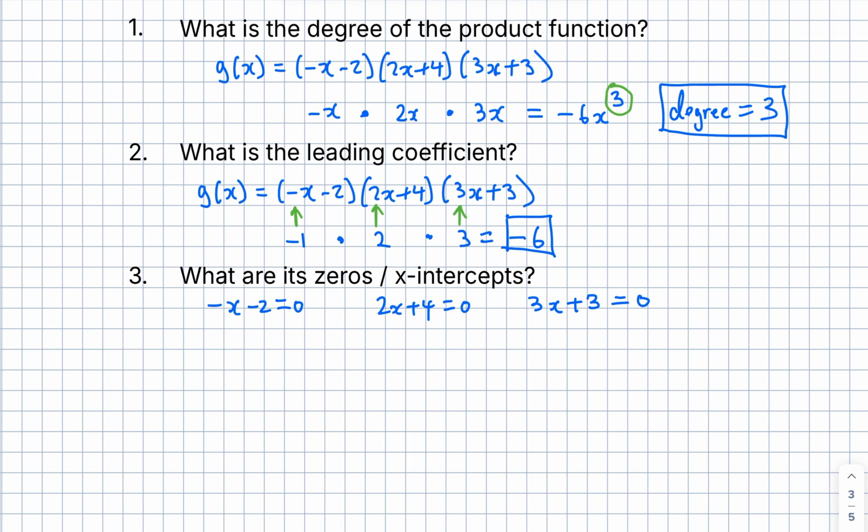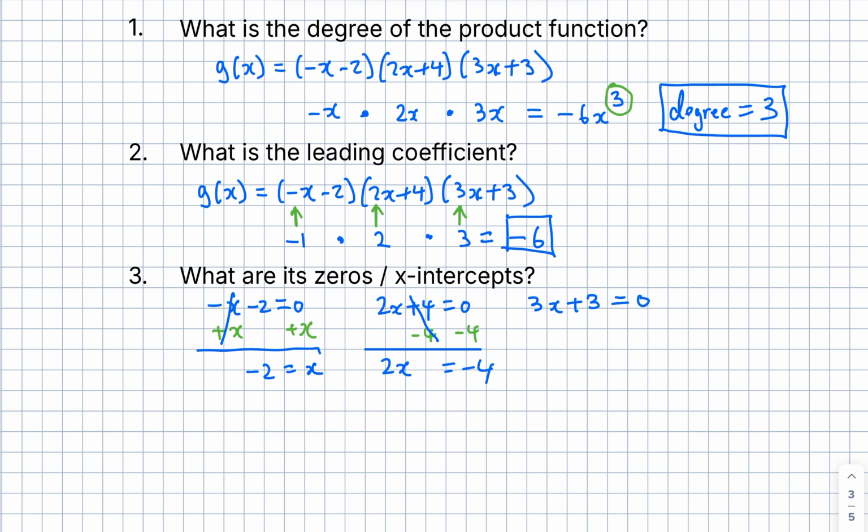Okay? So for the first one, we're going to solve for x. I like to have positive x's, so I'm going to add x's to both sides. Okay, and when we do, these cancel out, and now we have negative 2 is equal to x. Okay, going on to the next one. First thing we're going to do is subtract 4 from both sides. And when we do, we get 2x is equal to negative 4.